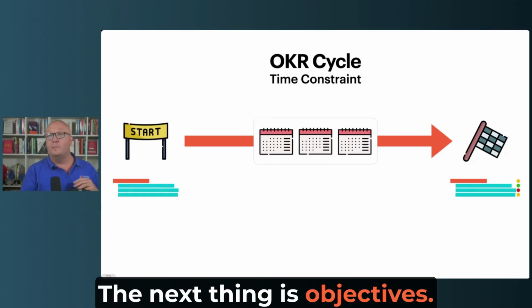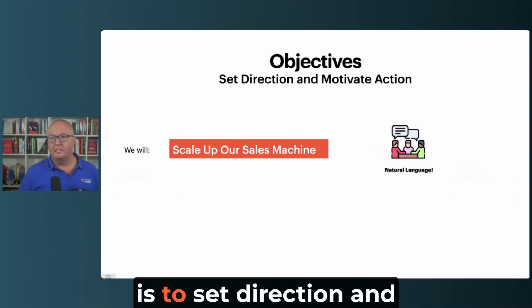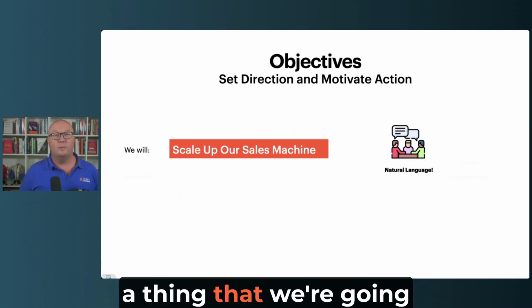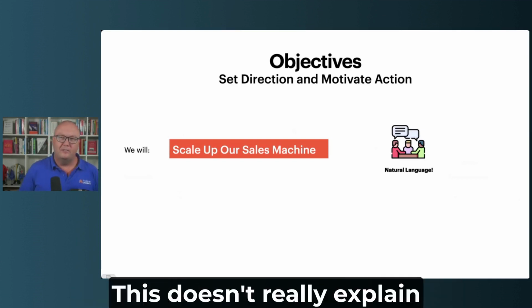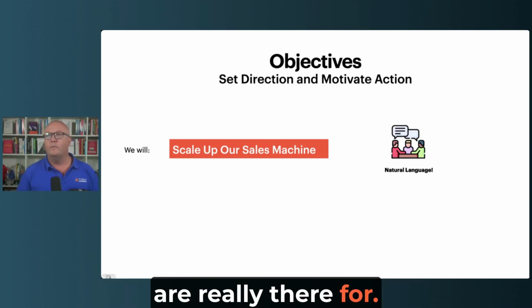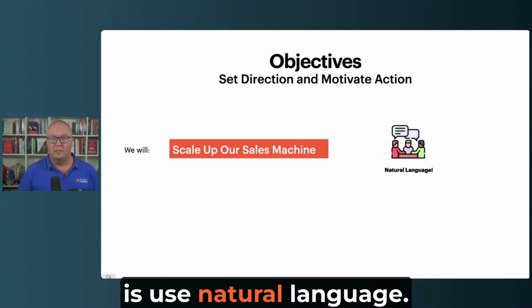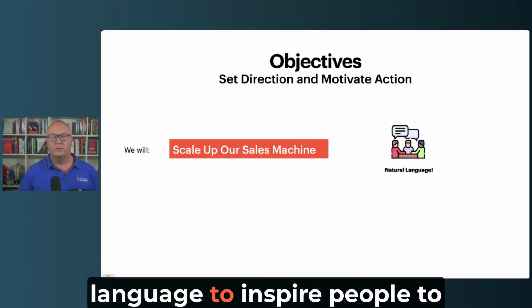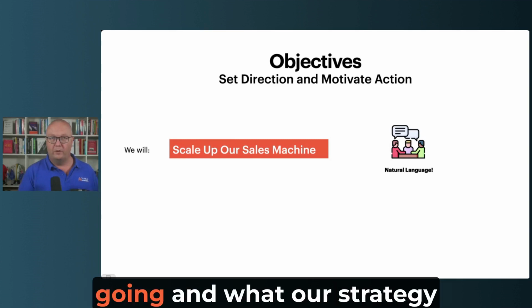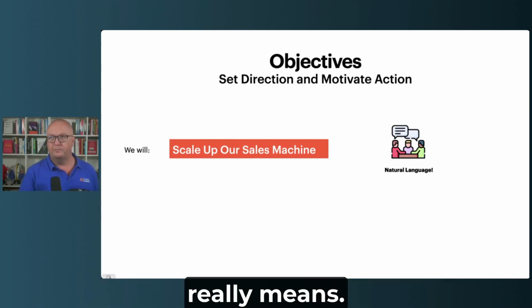The next thing is objectives. Now, the purpose of the objective is to set direction and motivate action. So scale up our sales machine is a thing that we're going to try and do. This doesn't really explain a lot about it. That's what the key results are really there for. But what you're trying to do is use natural language to inspire people, to motivate action, and to help people understand where we're going and what our strategy really means.